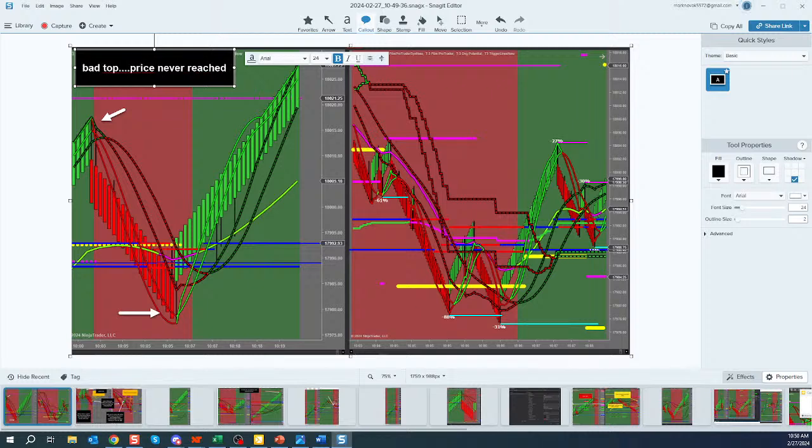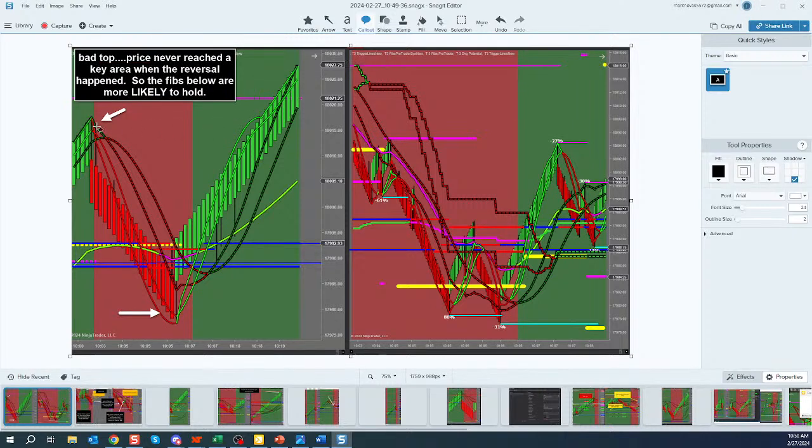So this is a bad top. Price never reached a key area when the reversal happened. So the fibs below are more likely to hold. Does that make sense? Everybody, we're not coming from a key area. We're not coming from a fib, a mid-band, a yellow 1-1, nothing. It's just the sellers just said, hey, guess what, buyers? Papa. Which means that these are less likely to break. And they didn't, right? The large triggers came through. The momentum is there.